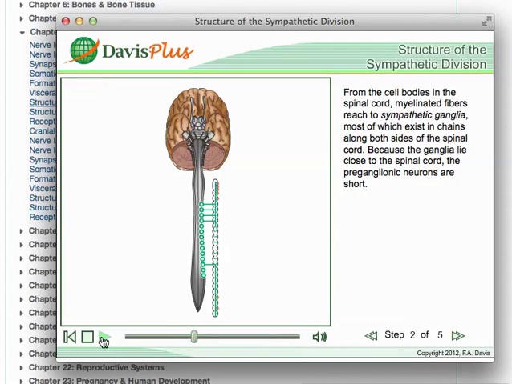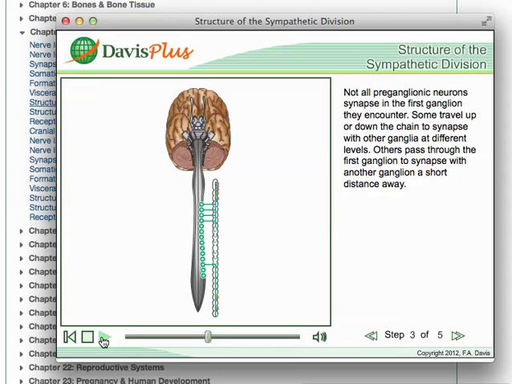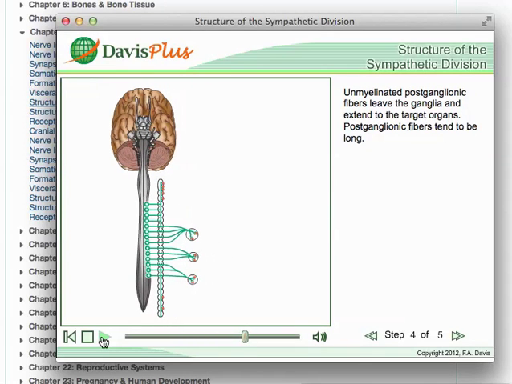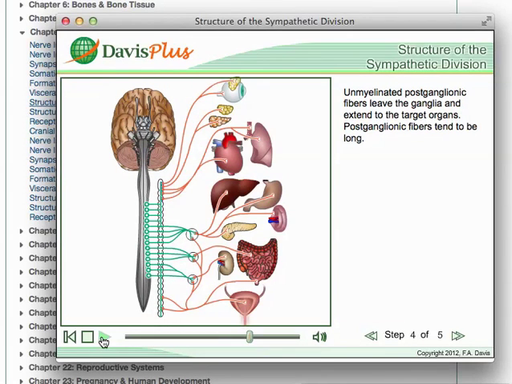Because the ganglia lie close to the spinal cord, the preganglionic neurons are short. Not all preganglionic neurons synapse in the first ganglion they encounter. Some travel up or down the chain to synapse with other ganglia at different levels. Others pass through the first ganglion to synapse with another ganglion a short distance away. Unmyelinated postganglionic fibers leave the ganglia and extend to the target organs. Postganglionic fibers tend to be long.